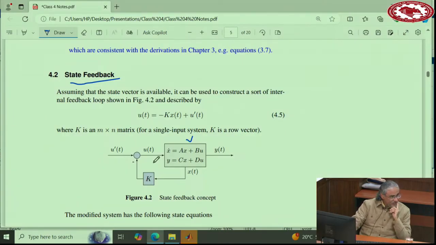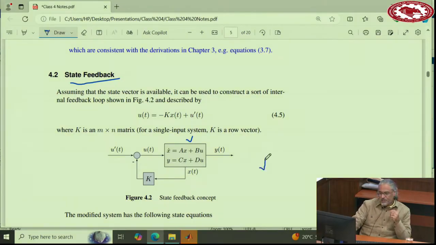Now, if you look at this structure and compare it with the virtual resistor that we discussed the day before yesterday, this is the generalization of the virtual resistance. In virtual resistance, we took the output current, multiplied by K, and brought it here. Here it says, don't take the output, take the state. This is more general.